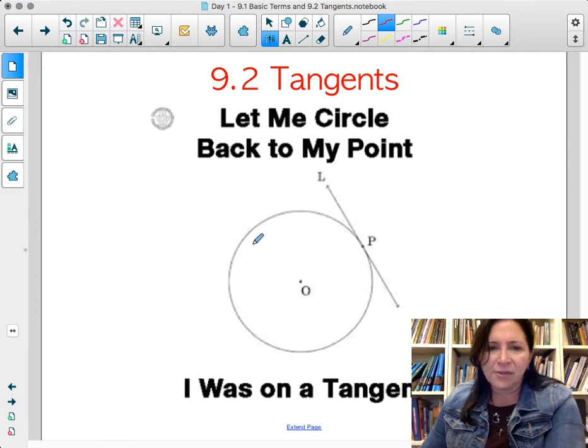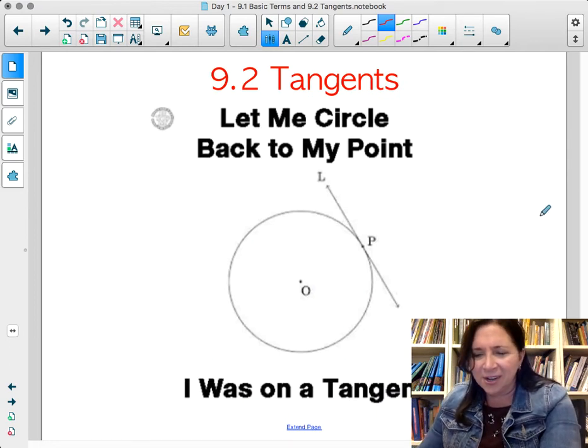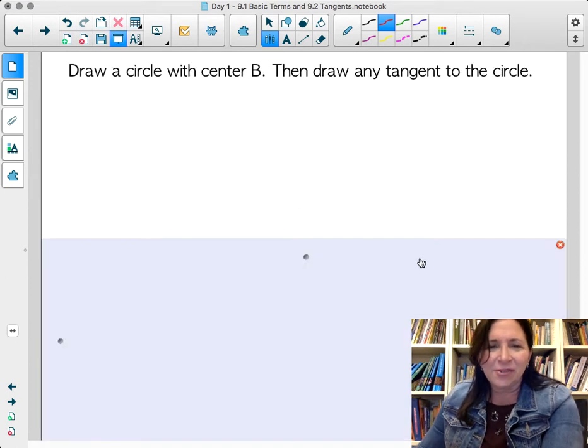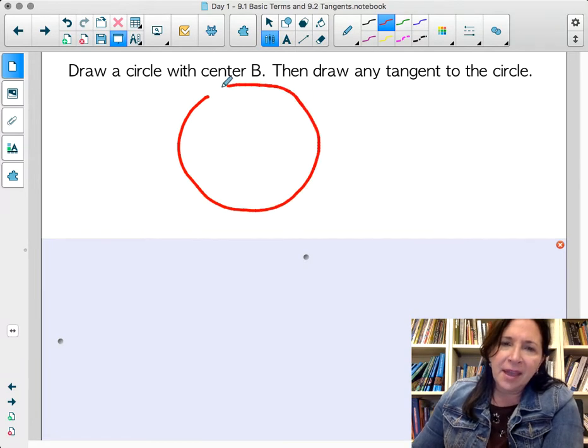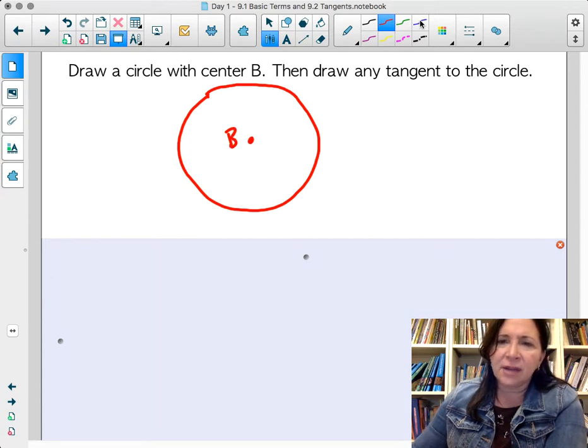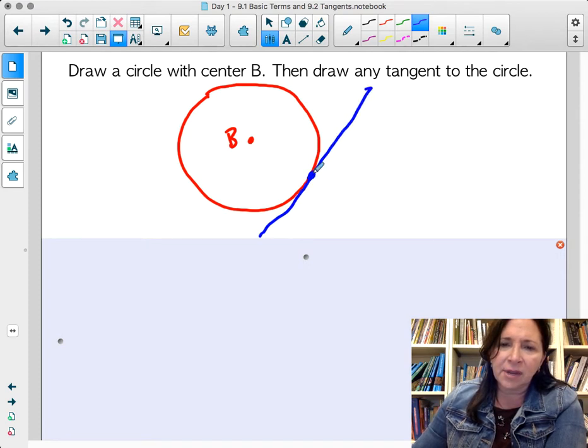Okay, so let me circle back to my point because I was on a tangent. All right, we're going to start with tangents. So what you would do is draw a circle with center B. All right, we have circle, we have center B. Now draw any tangent to that circle. So I'm just going to draw a tangent line to that circle, and it's going to hit the point of tangency.